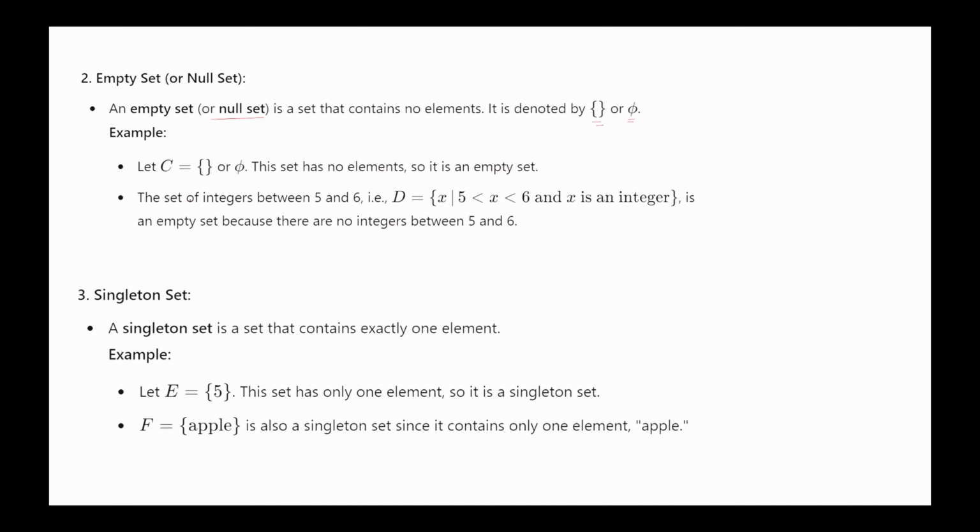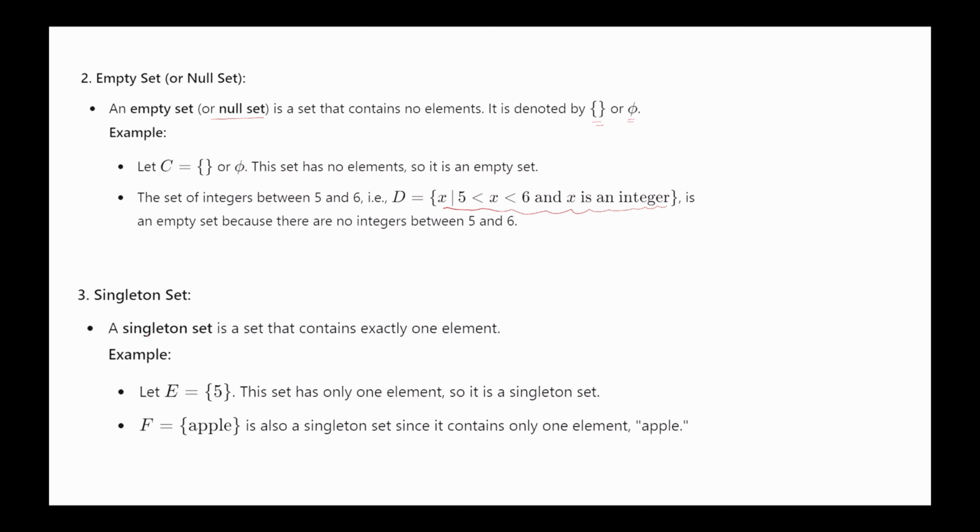You can see an example here, the set of integers between 5 and 6. Of course, between 5 and 6 there are no integers, there are only real values. So D is equal to {x : 5 < x < 6 and x is an integer}. So of course there are going to be no elements in this set, so we call it an empty set.